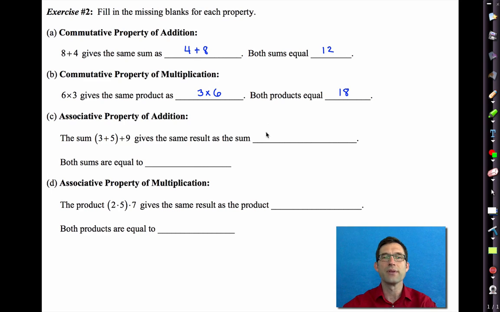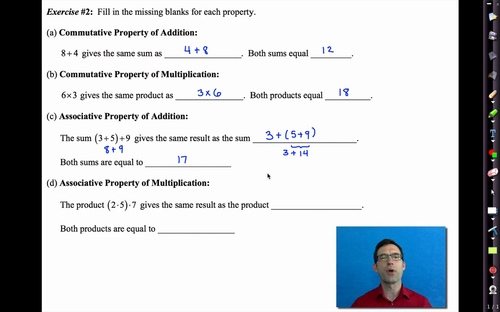The associative property says, hey, look, I got three numbers. I can add any two of them I want first, right? Think about this for a moment. If I do this, right, I get 3 plus 5, which is 8. Then I add 9, and I get 17. On the other hand, if I do this, and I add 5 plus 9 first, I'll get 14. Add 3, I also get 17.